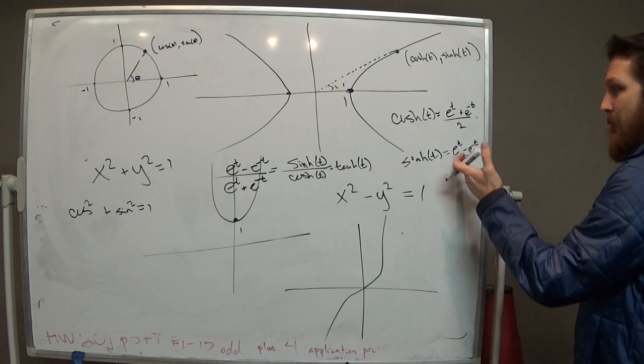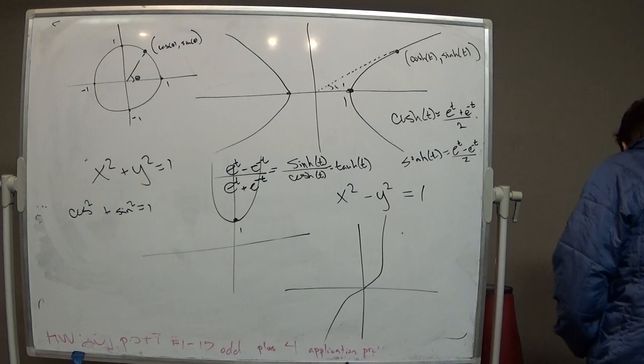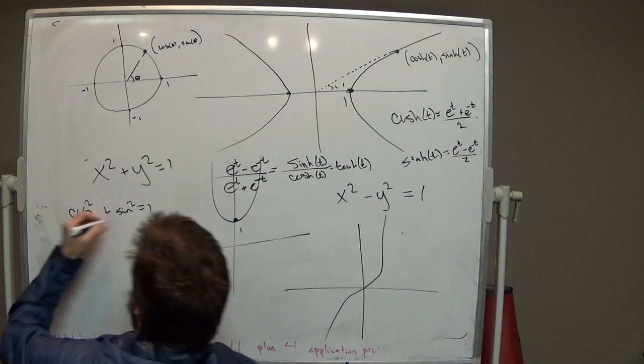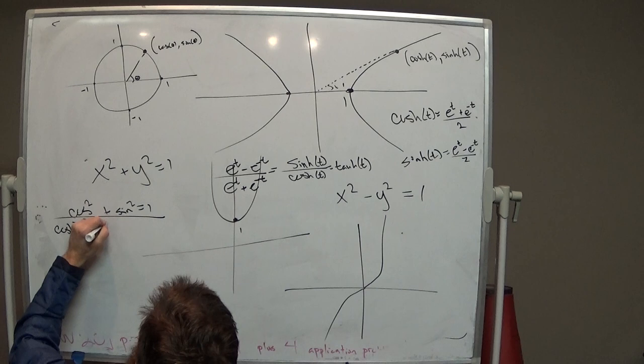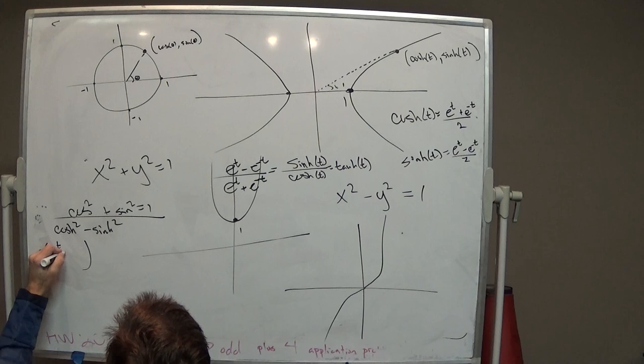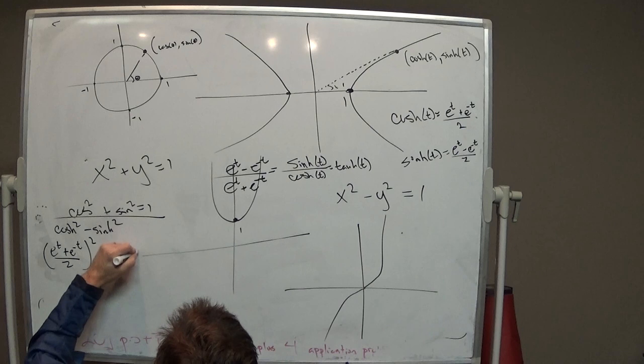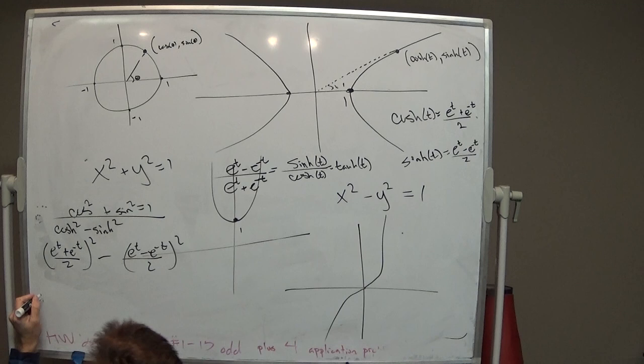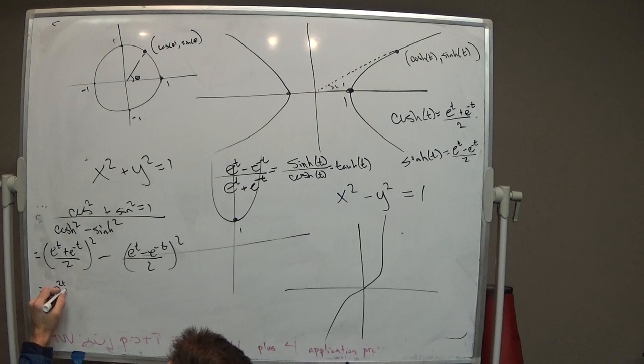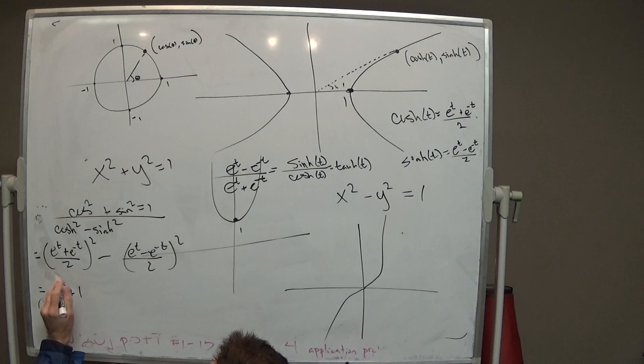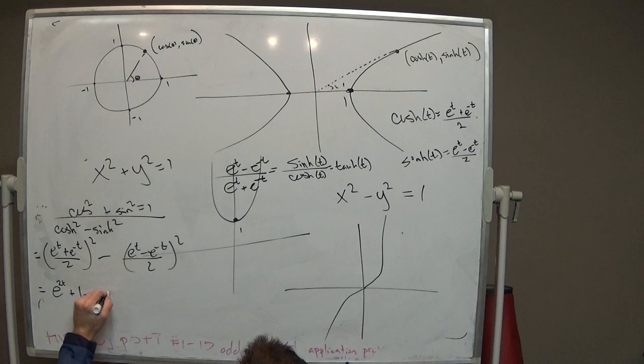Let's just do it. Oh, I love this stuff. I just gotta do it. I can't let it go. Let's just do it real quick. So let's verify cosh squared minus sinh squared equals 1. Cosh squared is e to the t plus e to the negative t, squared, over 4, minus e to the t minus e to the negative t, squared, over 4. That's the same thing as first, outer, inner, last: e to the 2t, plus e to the t times e to the negative t is 1, plus e to the negative 2t, right?